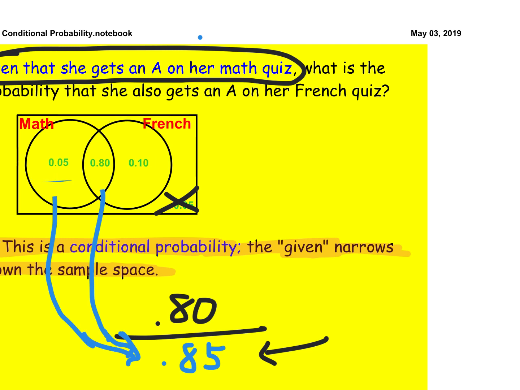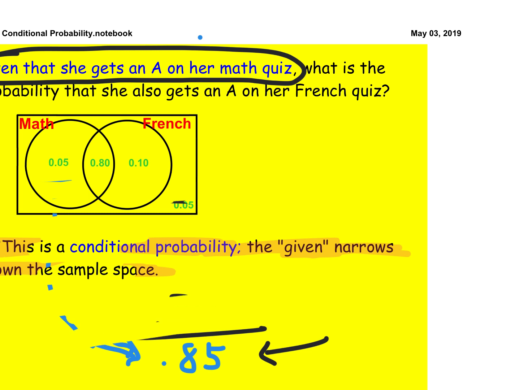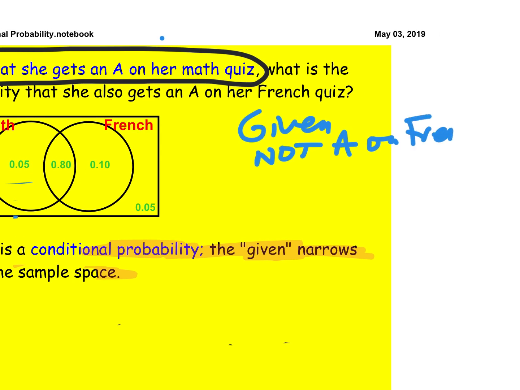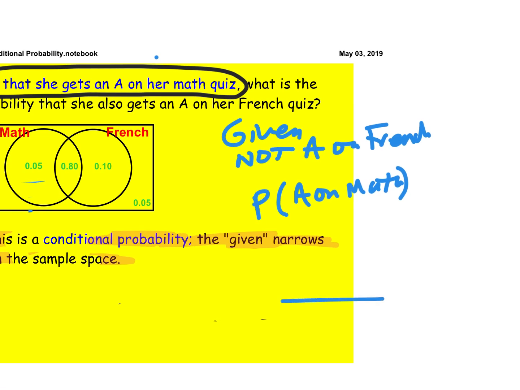This time, new question, same diagram. Given the person did not get an A on French, what's the probability they got an A on math? Remember, the given thing changes what it's out of. It's not out of 100% anymore. Given they did not get an A on French, figure out which ones you can even use.